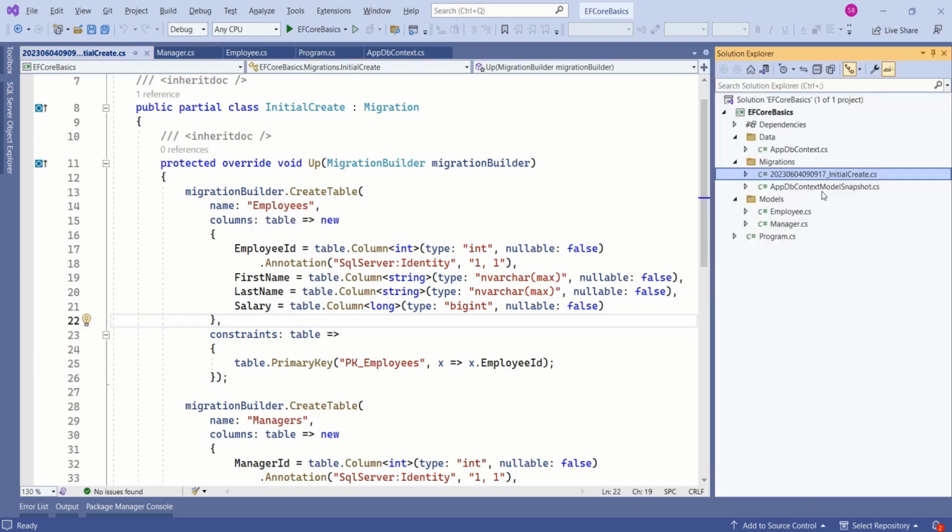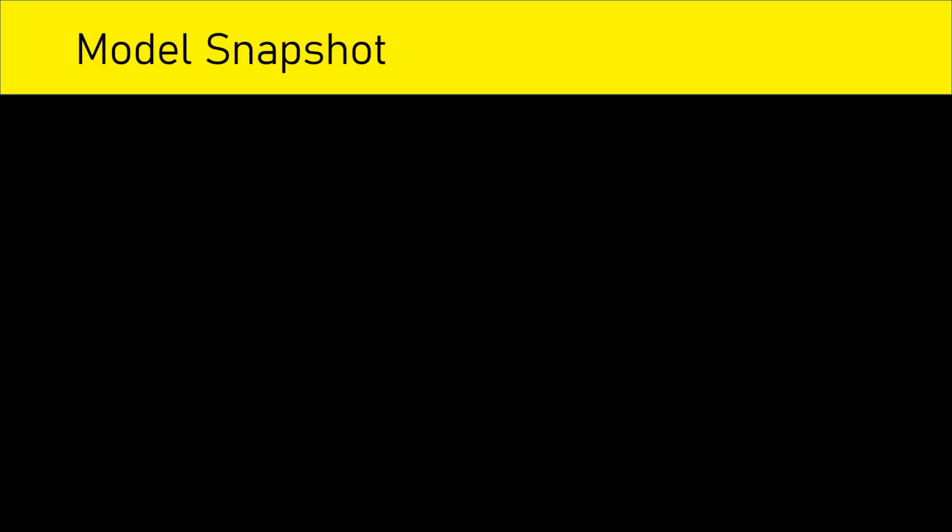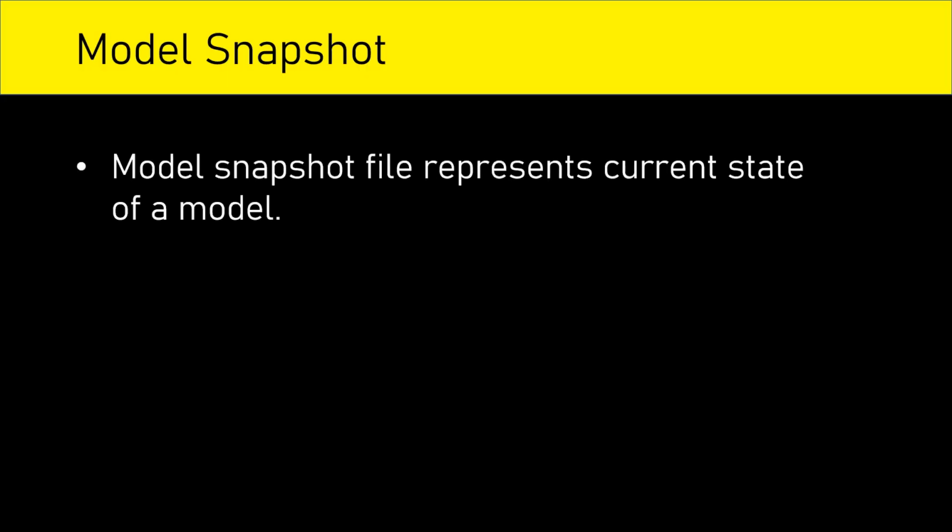This add migration command has created one more file, that is AppDbContextModelSnapshot.cs file. Model snapshot is another important file which represents the current state of a model.